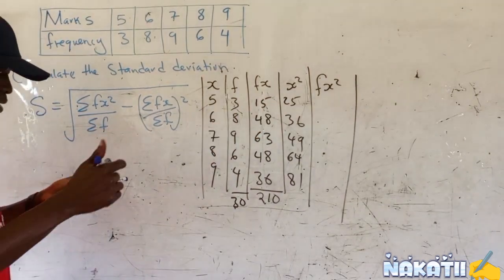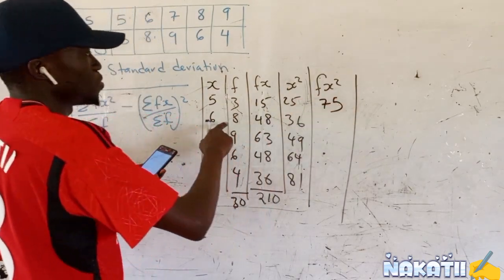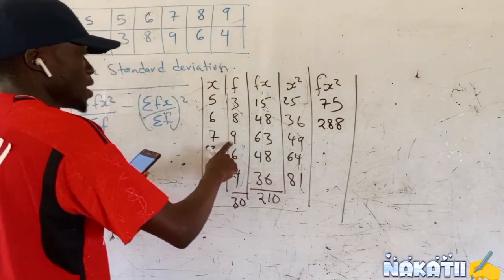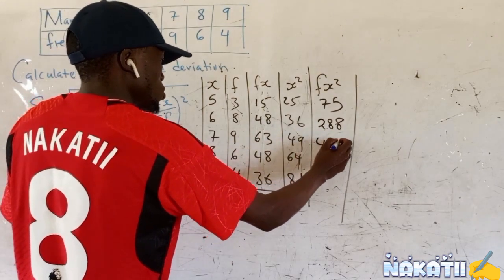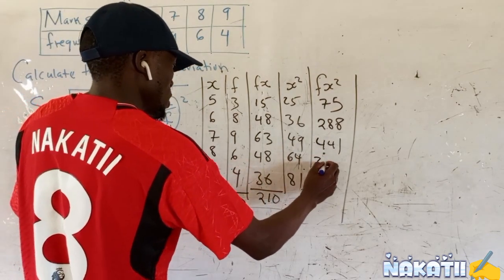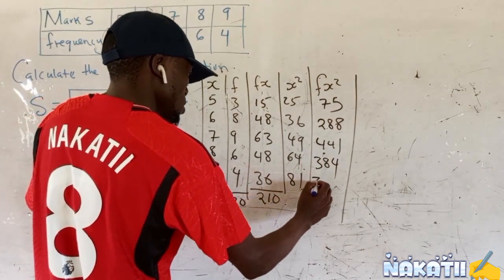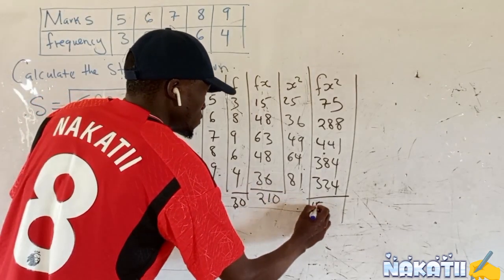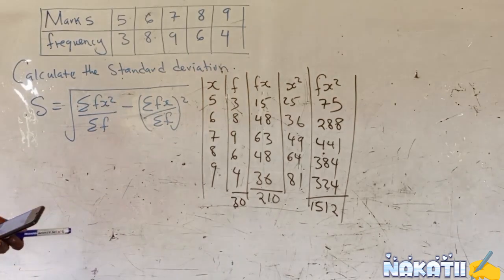If you do so, you're going to have 3 times 25 gives us 75. Then we have 8 times 36 will give you 288. 9 times 49, you get 441. Then you have 6 times 64, we get 384. Then we have 4 times 81, you get 324. When you sum up that column, you get 1512. That is the summation of that column.